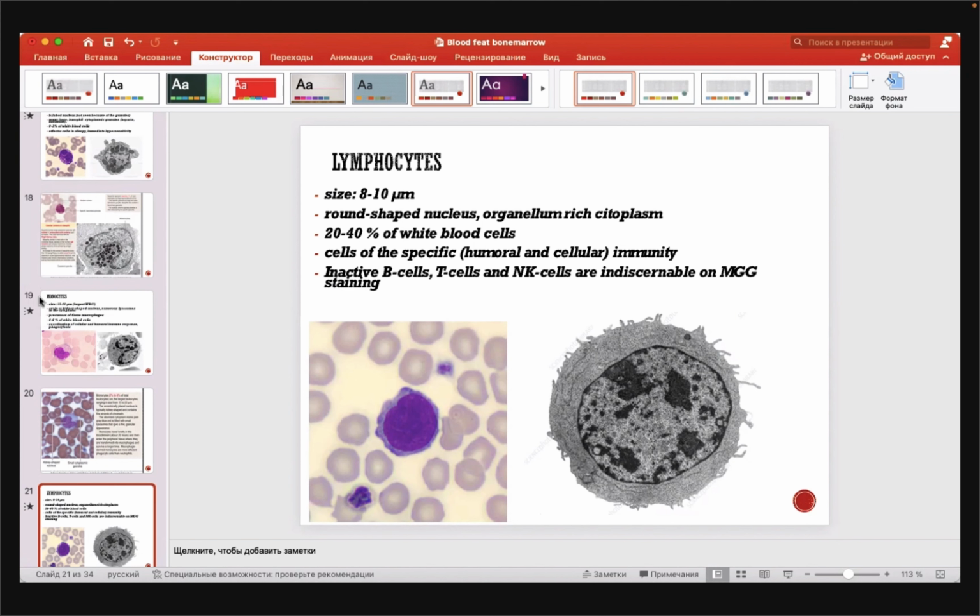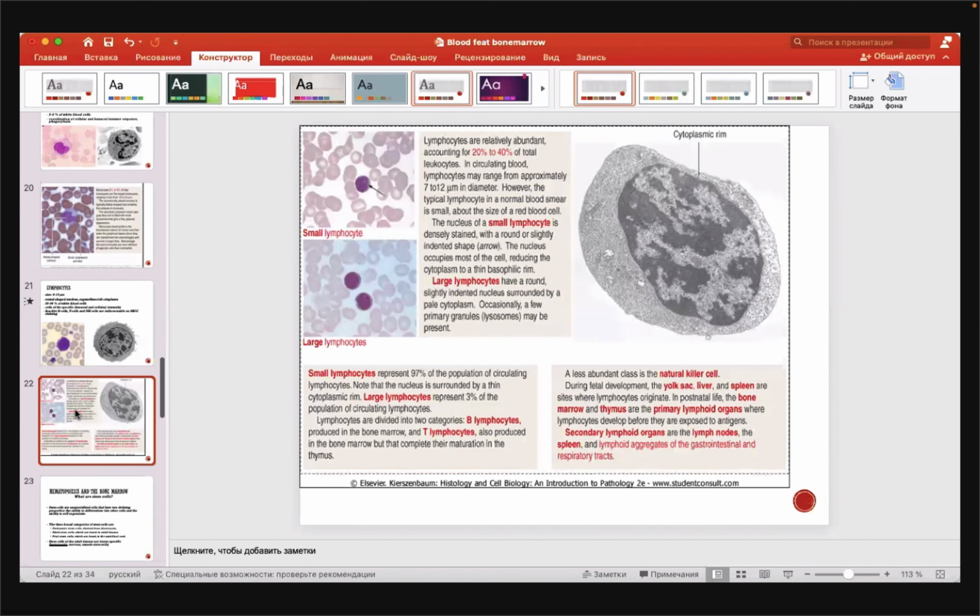So the size of the cells is about 8 to 10 μm. A round-shaped nucleus is present, and the population of these cells constitutes 20 to 40% of white blood cells. They are responsible for humoral and cellular immunity. And we can see this type of cell is relatively abundant in the blood.